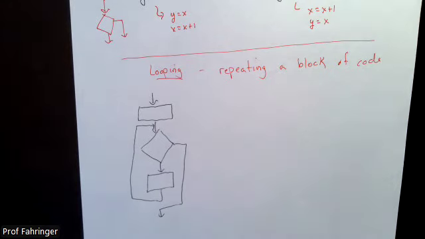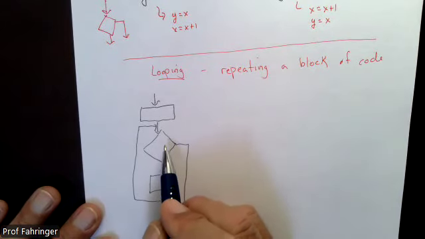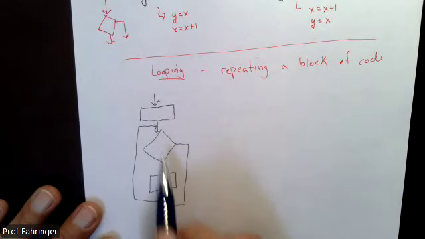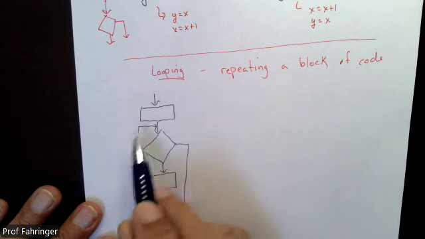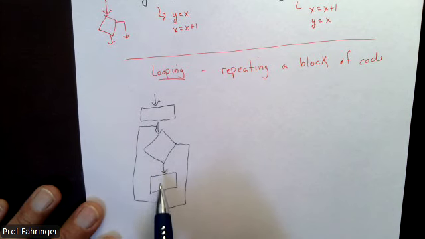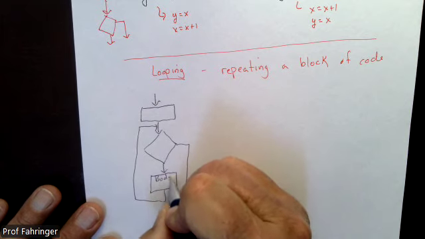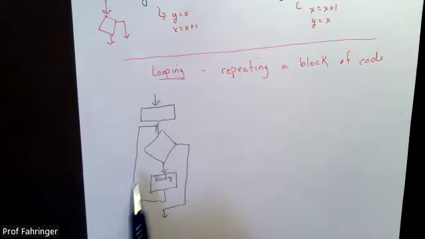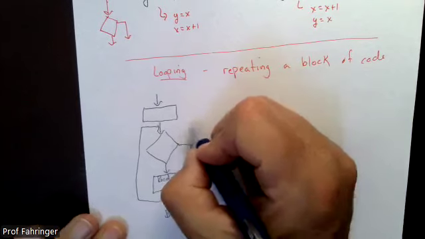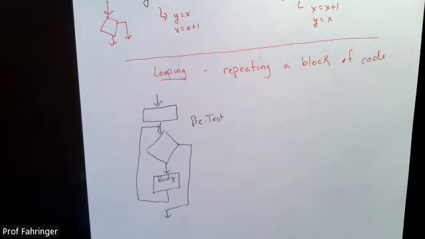So we have a way to come in and we check right away. And depending on what the result is, we're going to do this block of code. So it's going to come down. It may skip this block of code completely. It might not get into this body of work that we want to repeat over and over. This is called a pretest because I check before the body. I check before I get into that body.